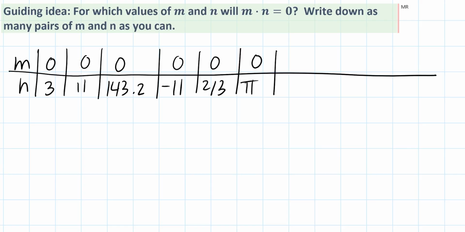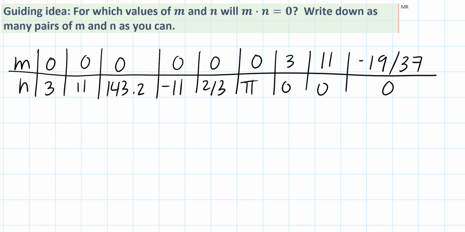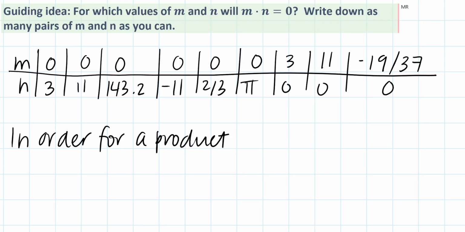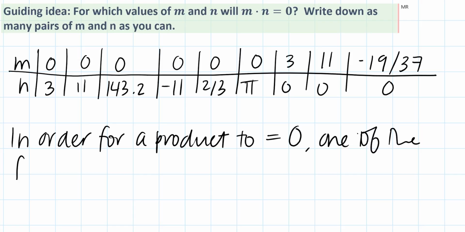But all of this is true the other way around too, right? 3 times 0 is also 0. 11 times 0 is also 0. Again, same for fractions, decimals, weird numbers, whatever. The guiding idea is this: in order for a product, that means you're multiplying two numbers, in order for a product to equal 0, one of the factors, that is, one of the things you're multiplying together, must be 0.